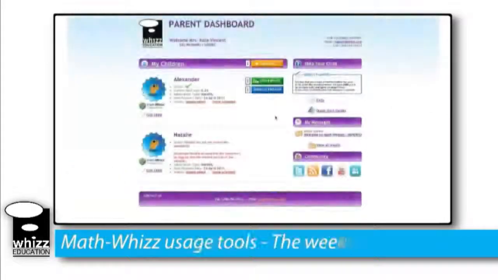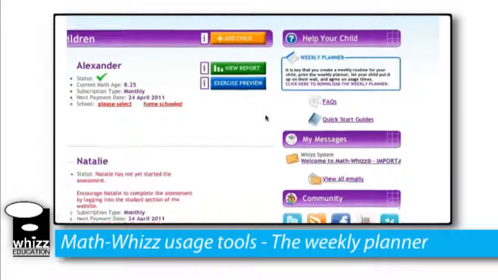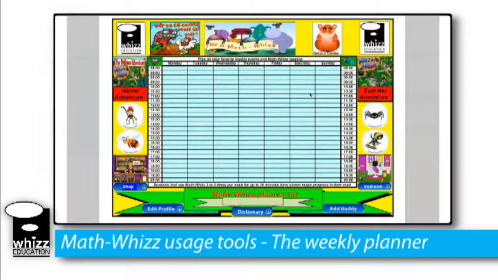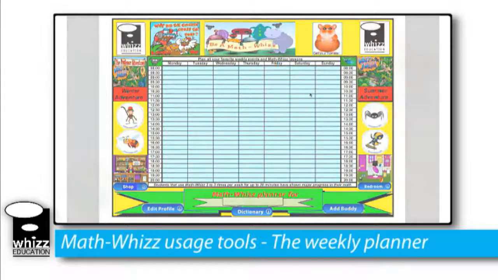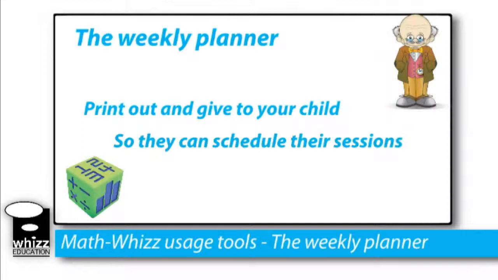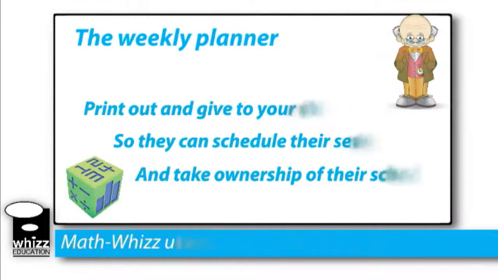Whizz provides some tools to help you schedule that usage. One of them is a weekly planner, and you can find that here. By clicking on that, you will get a weekly planner that looks like this. Print that out and give it to your child so that they can schedule a couple of half-an-hour sessions a week and really take ownership of their own schedule.